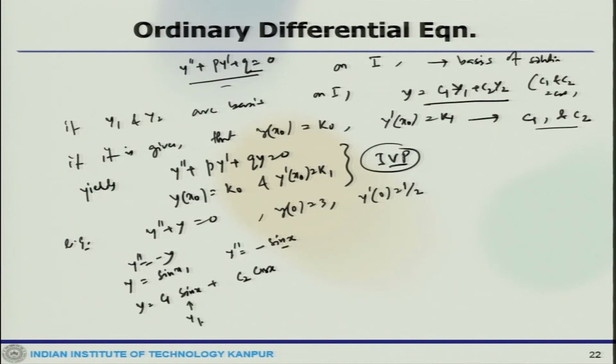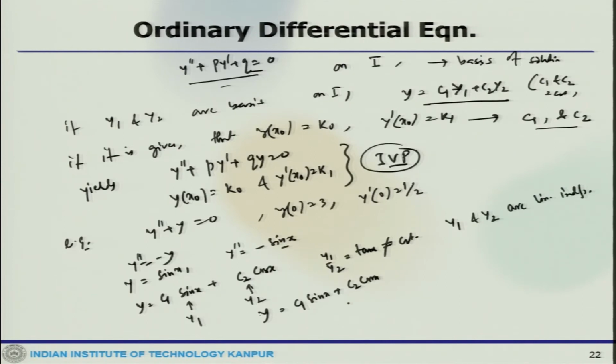So, this is y1, this is y2, and y1 by y2 is tan x, which is not constant. So, we can say y1 and y2 are linearly independent. So, the general solution would be C1 sin x plus C2 cos x. Now, when we use the values y(π) is 3 and y(0) is half, we get C1 equals half and C2 equals 3. So, the particular solution would be y equals half sin x plus 3 cos x.